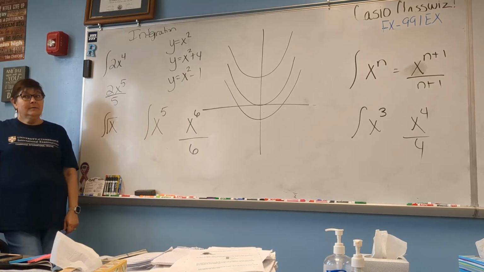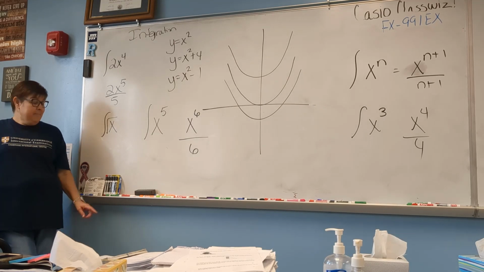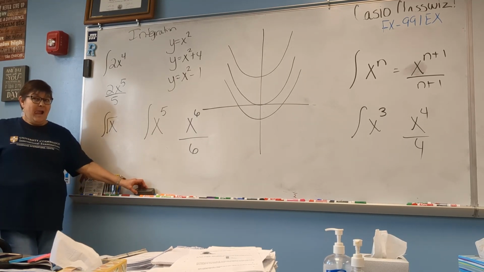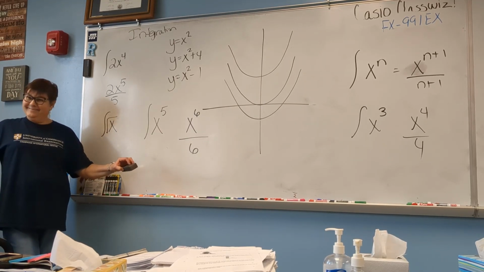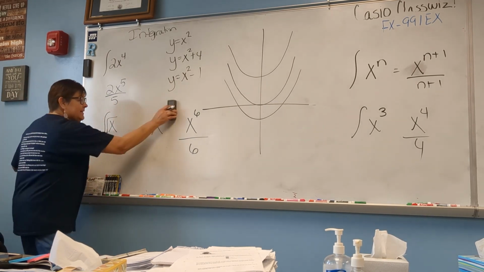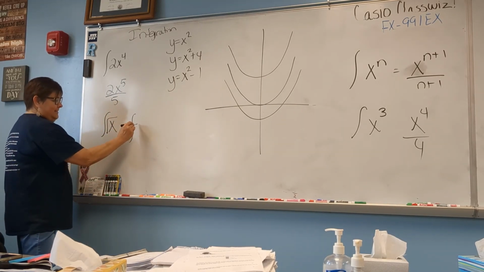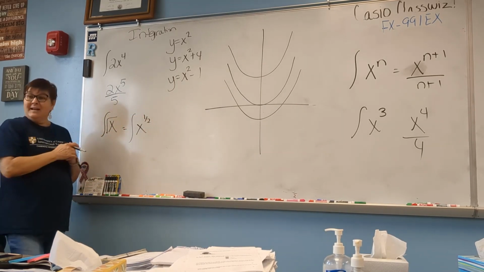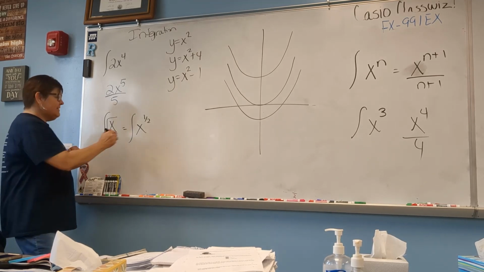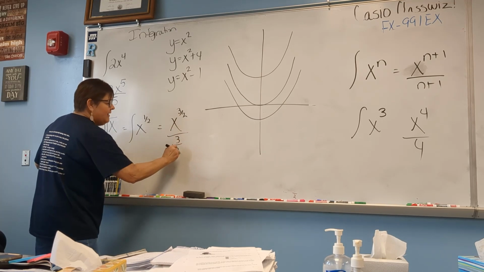Would it be x to the 3 halves over 3 halves? Yes. Can you tell everybody in the audience how you did that? Because the square root of x would just be x to the 1/2. Yes, you rewrite it first. Stunning. Let's keep going. You tell me it was x to the 3 halves over 3 halves.